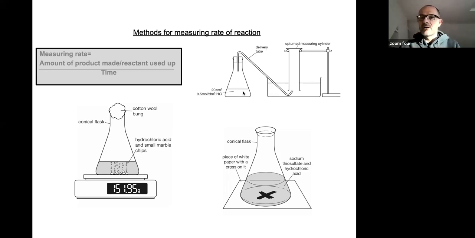This one up here is where we want to actually catch the gas. We want to measure the amount of gas given off, and what we've got here is a delivery tube into an upturned measuring cylinder. We fill this with water, and then as the gas bubbles in, we can see the volume of gas produced every minute, every 30 seconds, every second, whatever it is that we're doing.